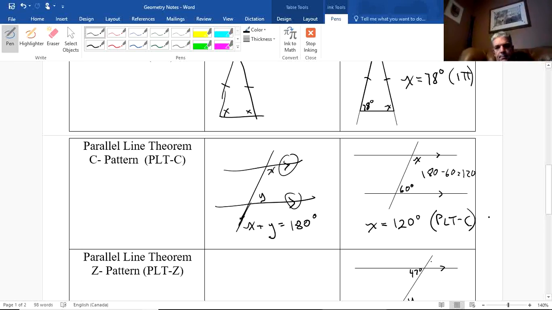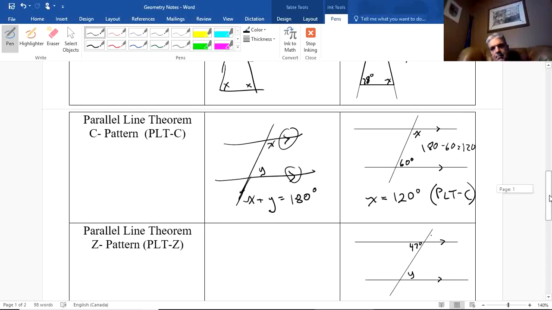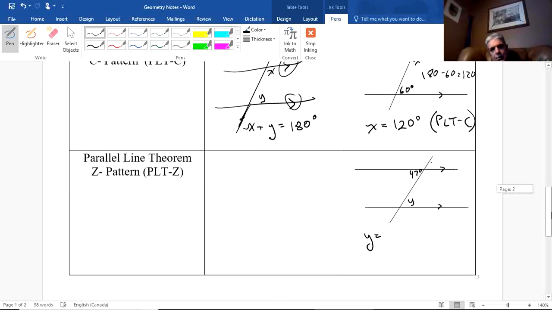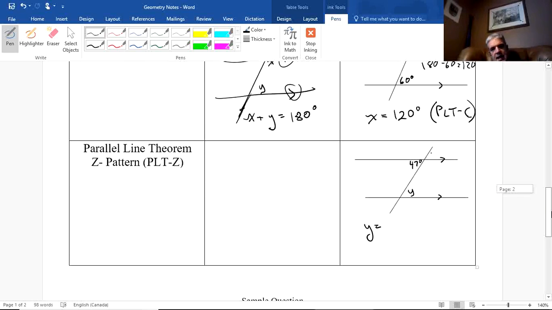And then sometimes, don't worry, just PLT would have been acceptable. If you put C or F or Z, I don't really care. It's just a sort of a sample that you're looking at.